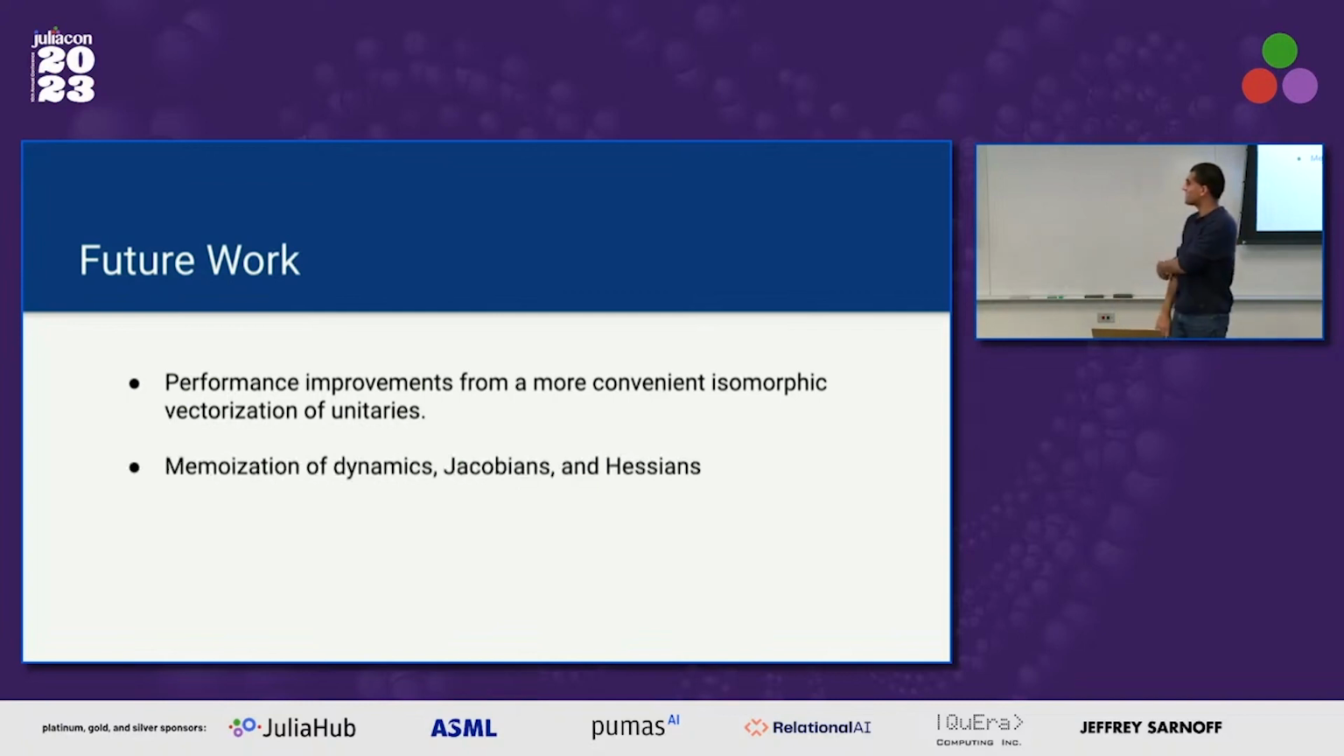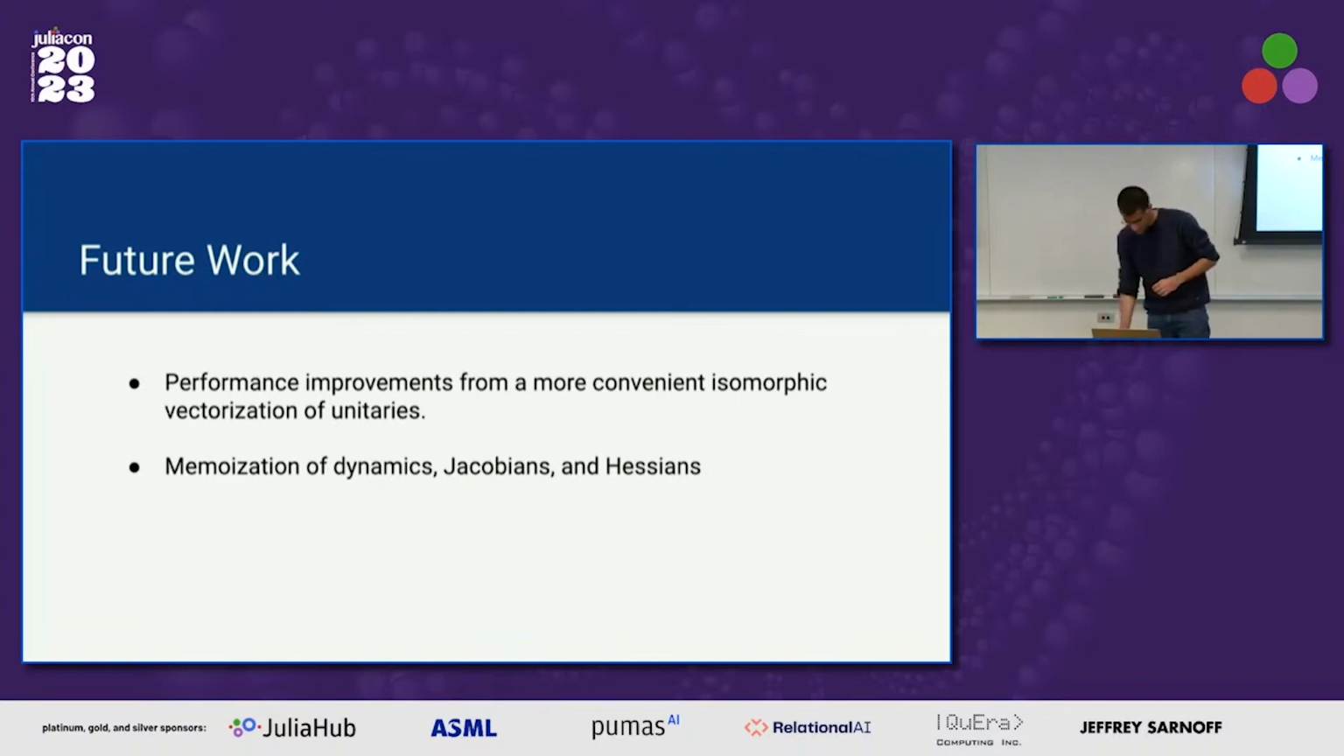The next thing is memoization of the dynamics Jacobians and Hessians. There's a lot of repeated structure in our dynamics Jacobians and Hessians. So if we can memoize some of those computations, we should be able to get a significant speedup, since a lot of the bottleneck is in calculating these three things before we feed this information to IPOpt.